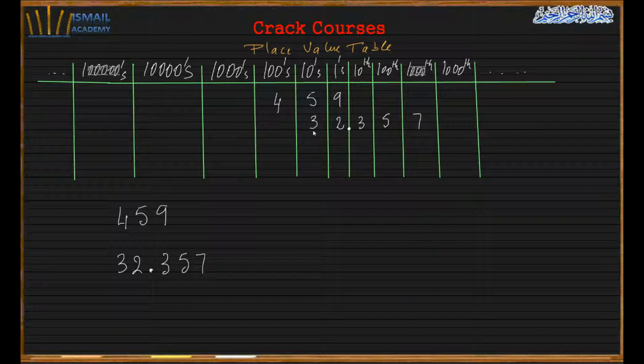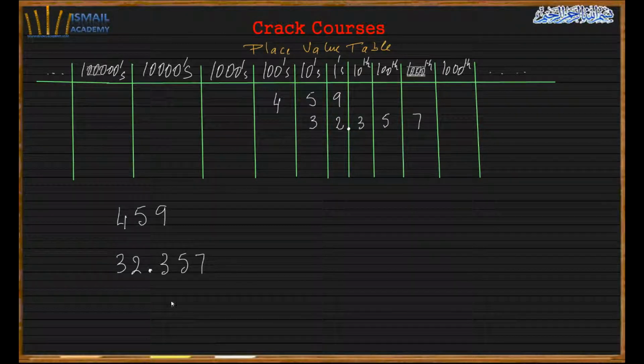So it's going to be 32. For the dot we use the word and, 32 and 357 thousandths. So this is how we read a decimal number. And how to write a number in words. Okay, I made a mistake here. So normally this is 10,000, not 1,000. We cannot have 1,000 twice.